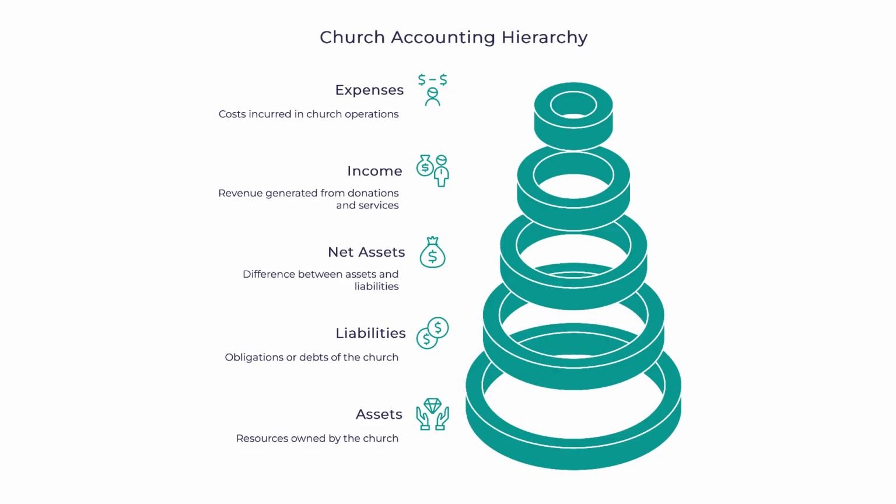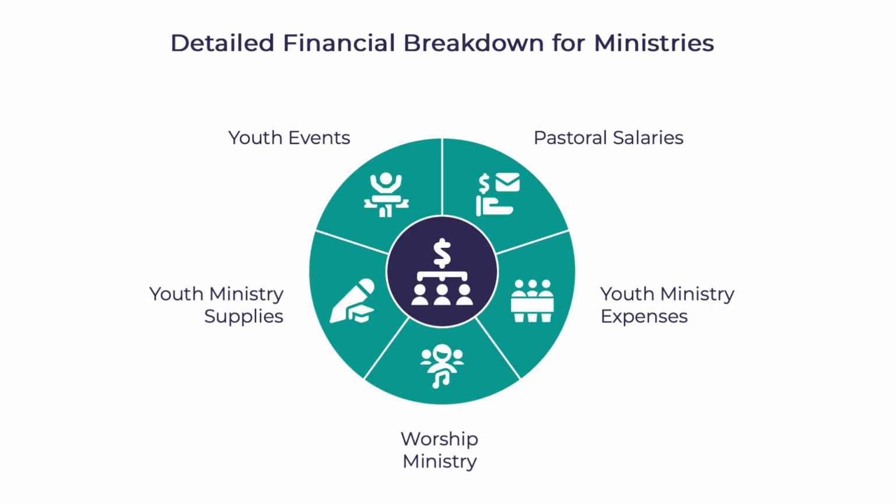Could you walk us through how churches should structure their numbering system for accounts? I know this can be confusing for many people. Absolutely. The standard approach is to use a 4-digit numbering system that breaks down your accounts into clear categories. The first digit typically indicates the main category: 1000s for assets, 2000s for liabilities, 3000s for net assets, 4000s for income, and 5000s for expenses. And what about breaking those down further?